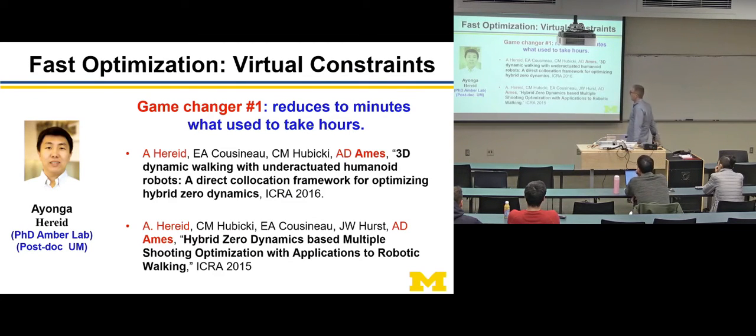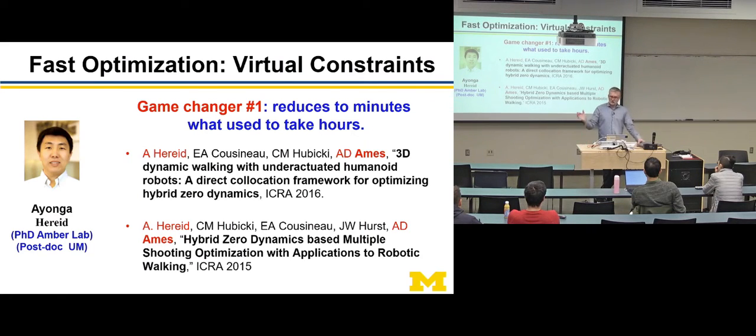Ayunga, he's going to be a faculty member at Ohio State starting in January. So he's a postdoc in the lab. When he was at Georgia Tech, as a PhD student, he took some of these optimization problems that we solved for gates that were taking hours, he turned it into minutes. So for Rabbit, Rabbit was 18, 19 years ago using MATLAB. We could solve periodic orbits in a couple minutes.